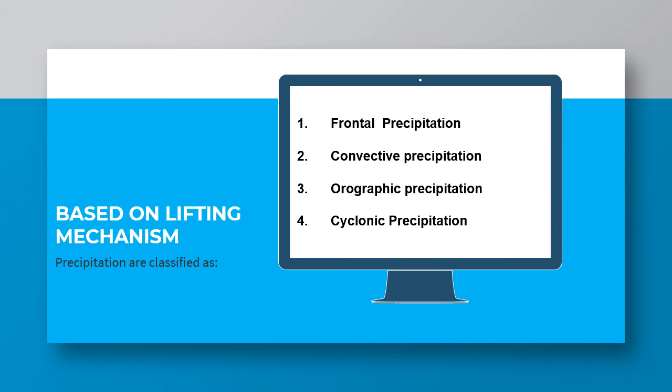So based on the lifting mechanism, rainfall is further classified as frontal precipitation, convective, orographic, and cyclonic. We will discuss in detail these different types of precipitation in the next video.